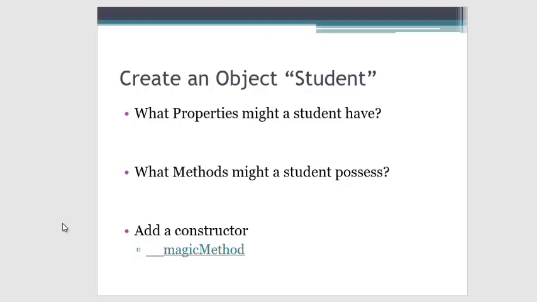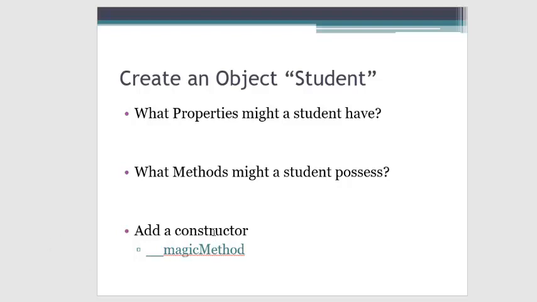And then what methods might it possess? So that means what are the things that a student might do? Well, a student might have methods like get age or set age, like every property could have a getter or a setter. A student might be able to do things like study or sleep, right? So there's the attributes that it has, and then there's the things that it can do.